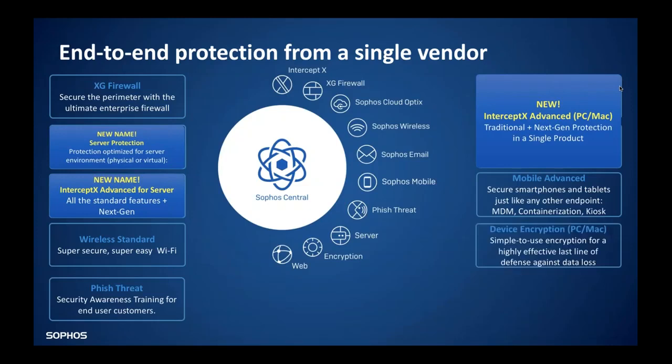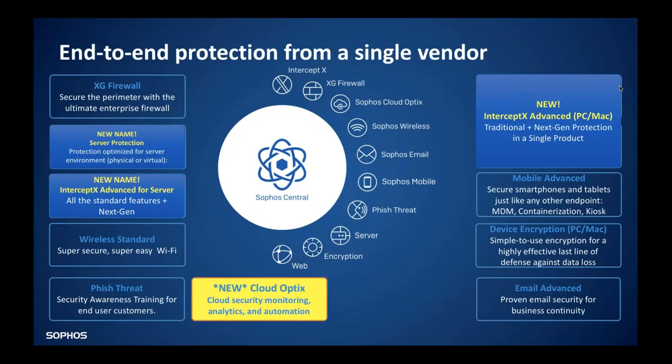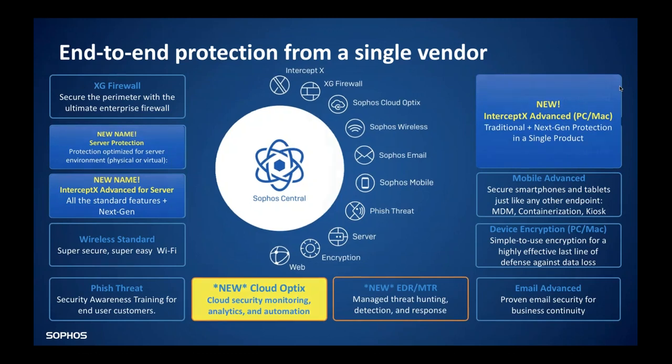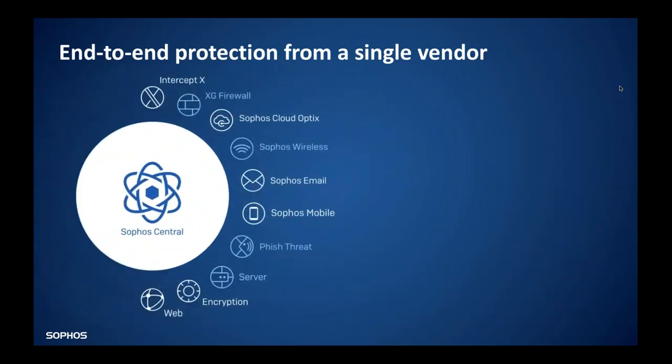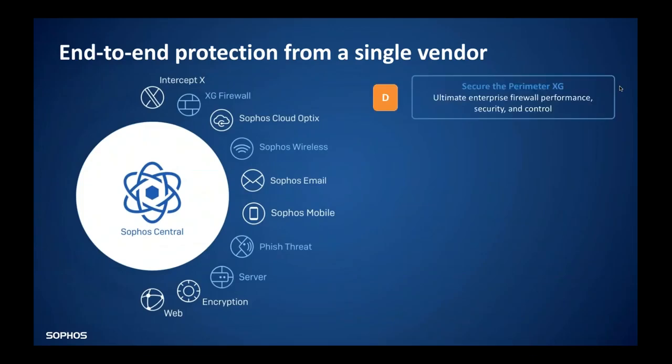We talk about mobile security. We added mobile advanced, and now on November 9th, we actually just added mobile standard as well. So you'll be able to choose if you want just the standard offering or the advanced. Disk encryption, another great opportunity for you to add a different service to your menu of offerings. And then, like we talked about today, we have the new Cloud Optix, and then yesterday we talked about MTR and EDR as part of the MSP Flex program.